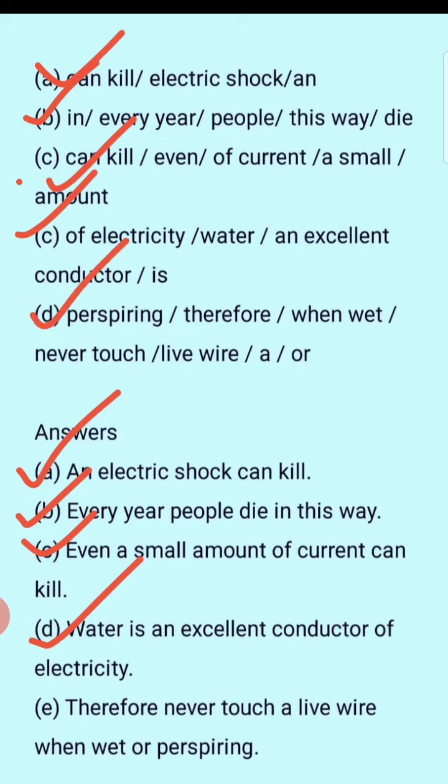Next, perspiring therefore when wet never touch live air or. Therefore never touch a live wire when wet or perspiring. This is the last sentence.